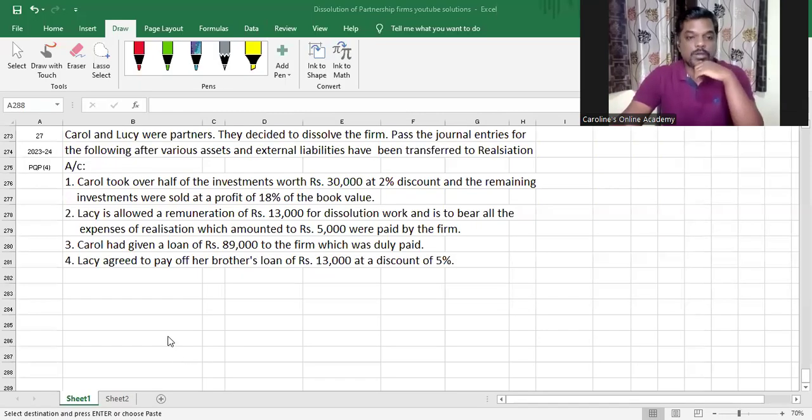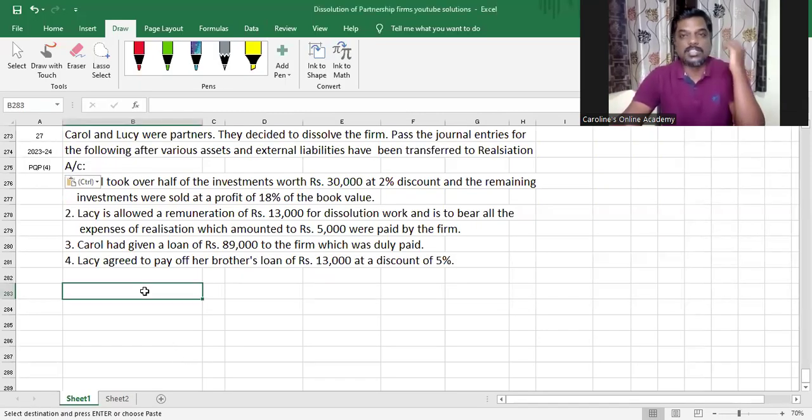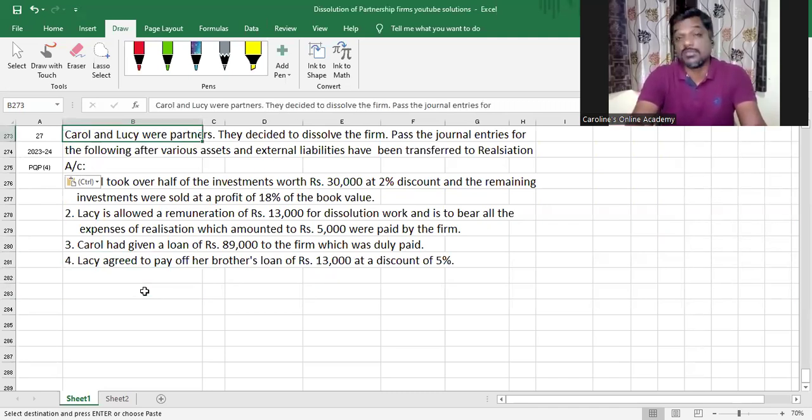We are in the process of solving previous year questions and sample paper questions from the chapter Dissolution of Partnership Firm. Today, I have a question from a practice question paper which was released in 2024. I always like questions from practice question papers and sample papers because they teach us a lot of concepts. The very purpose is to teach the concepts.